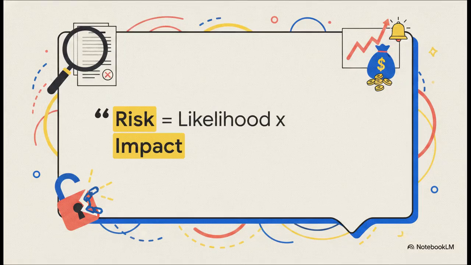When we assess inherent risk, we're measuring the raw, unfiltered danger of a process before any safety nets or controls are even considered. It relies on a super simple but incredibly powerful equation. Risk equals likelihood multiplied by impact. So if a fraudulent claim has a high likelihood of slipping through and a massive financial impact when it does, well, your inherent risk score is going to be through the roof.